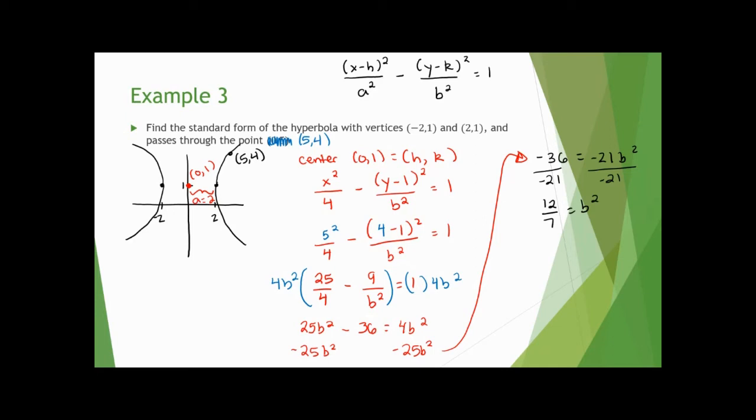So now that I have b squared, I can put that into my equation and I can get our standard form. So we have x squared over 4 minus y minus 1 squared over b squared, which is 12 over 7, equals 1. And because we have a fraction in the denominator, that's the same as multiplying by the reciprocal. So that actually gets rewritten as 7 times y minus 1 squared over 12 in our equation.